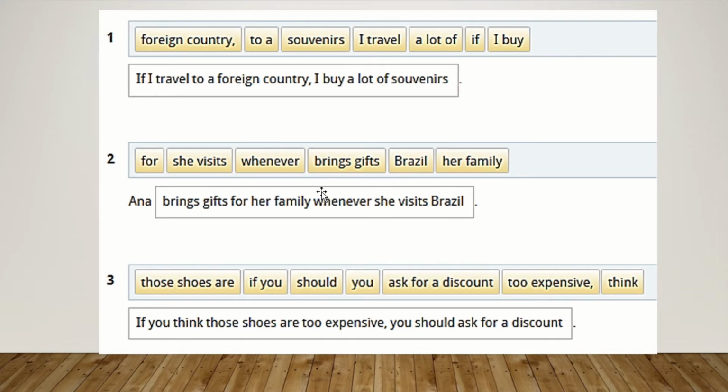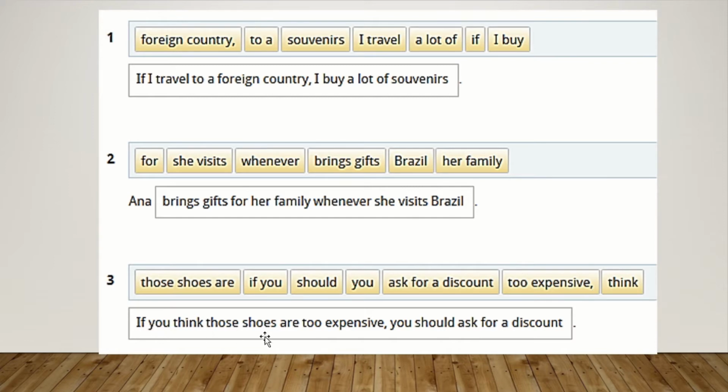Also, whenever was used instead of if. Remember, if you forgot that, please write it in your notebook. Whenever or when can be used instead of if in present real conditionals. And in this one, you have the comma here. Okay, it means that you have to start with the condition.